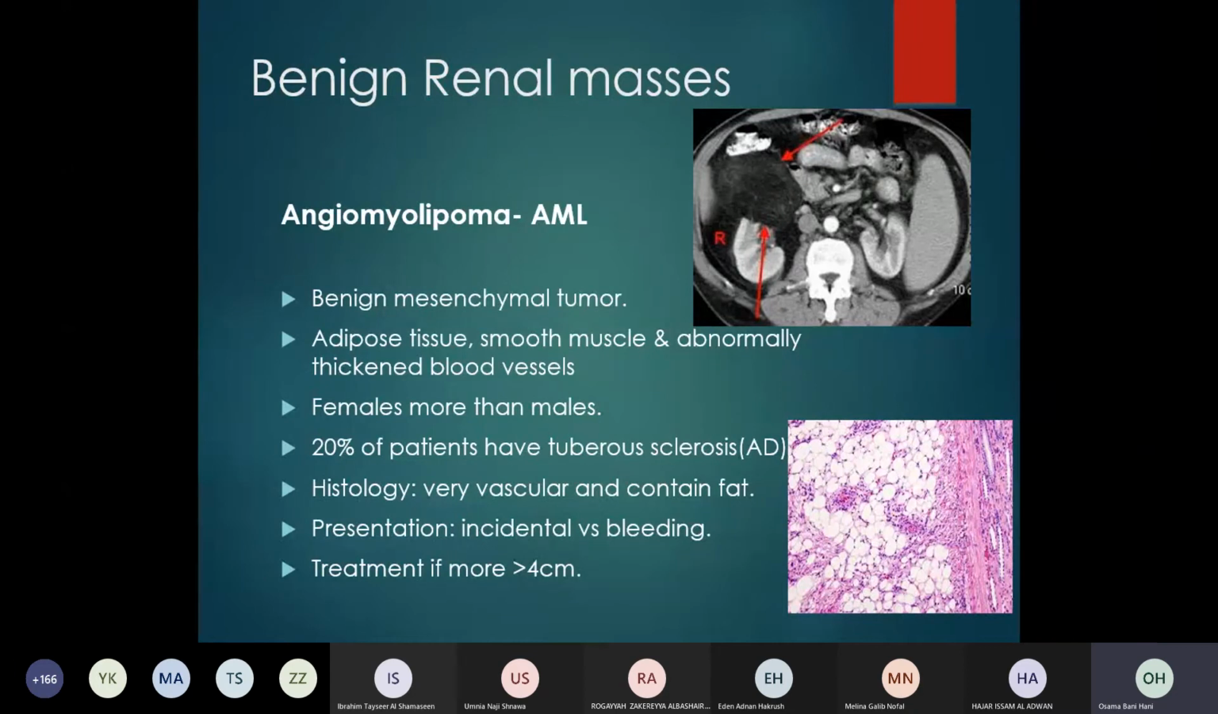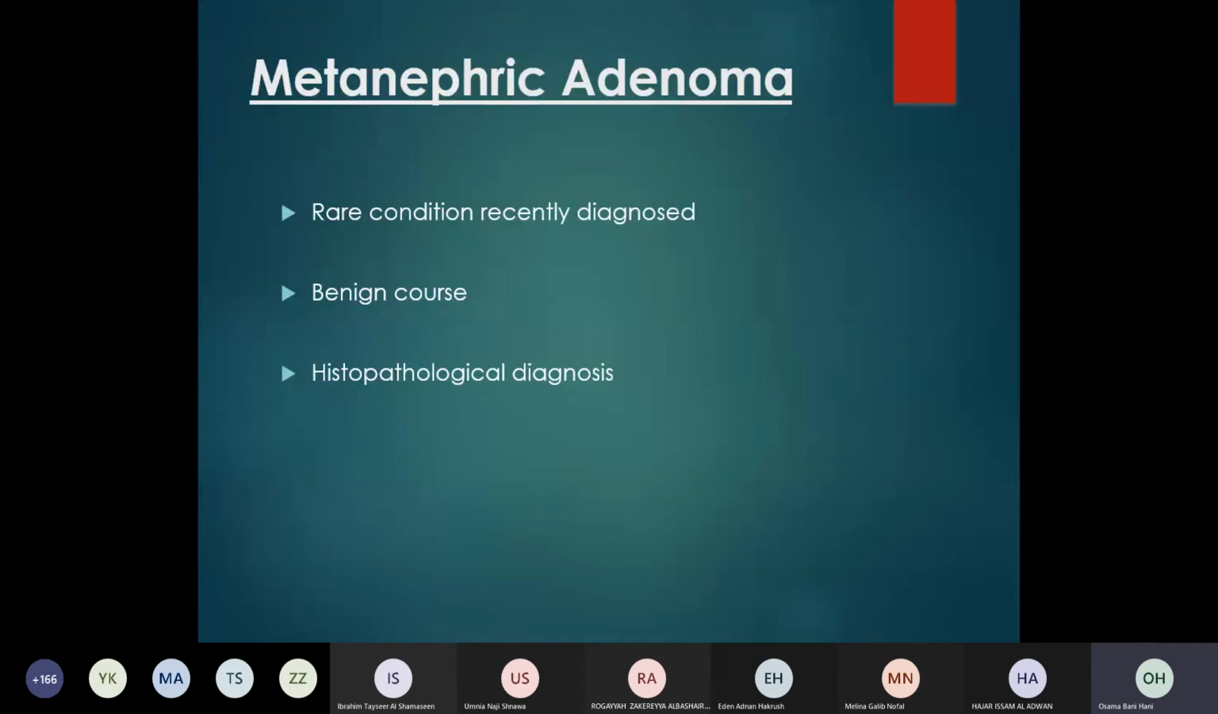If you look at the slide, there are a lot of white fatty cells, and between them the pink, which are the angio vessels, as you see in the slide. Presentation is like any renal tumor, mostly they present incidentally. One quarter of these patients present with bleeding in the kidney or in the tumor, especially if the size of the tumor is more than 4 centimeters. So this is a mandated treatment. The treatment is nephrectomy, and more complications happen in the renal angiomyolipoma.